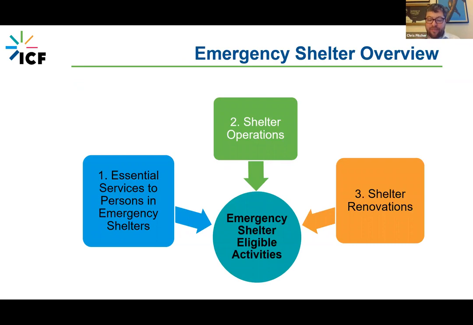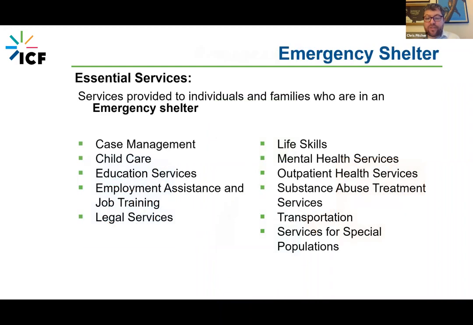So there are three main emergency shelter funding options. The first is essential services to persons in emergency shelter. We'll go through that in detail. The second is operations. And the third is shelter rehab and renovations, which we don't typically see a lot of. But with the increase of ESG-CV funds, we have seen more of it recently than we have in recent years. So I'll start out with essential services.